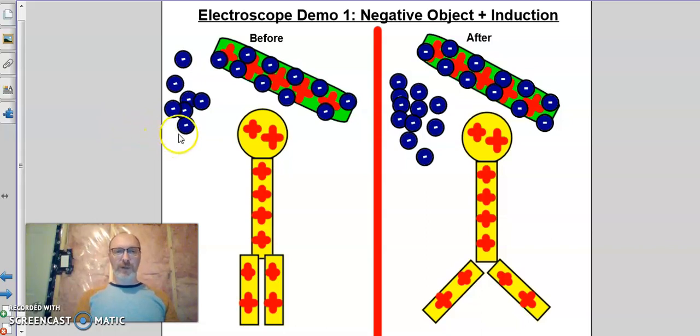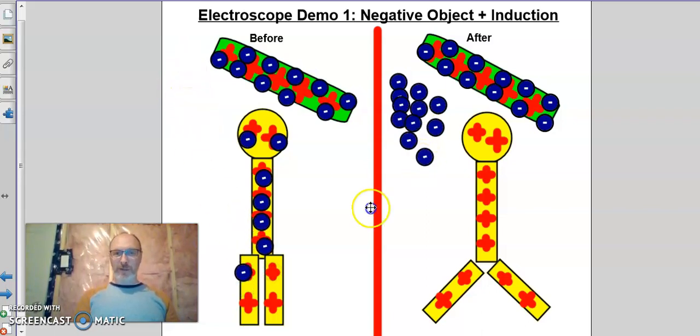So what we did in that demonstration is we took a negatively charged rod and we brought it close to an electroscope to see what happens. The electroscope leaves were hanging straight down, so that means that the electroscope started out with a neutral charge. You can see right here, I'm adding a negatively charged electron for every positive charge that's here. So this electroscope is neutral, all right?